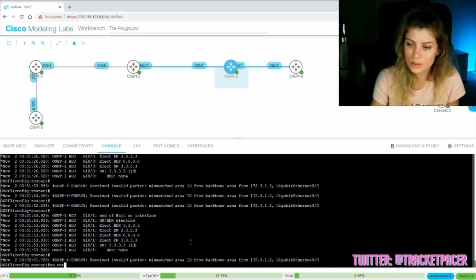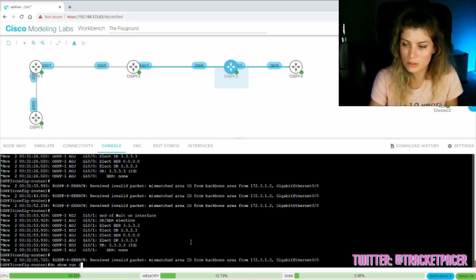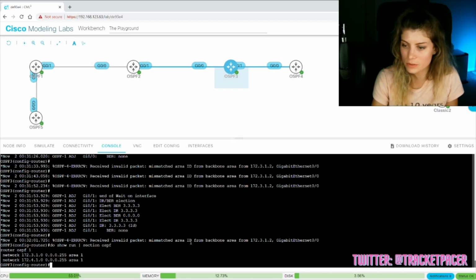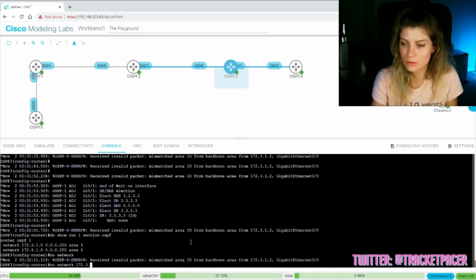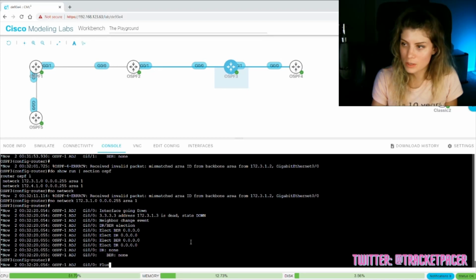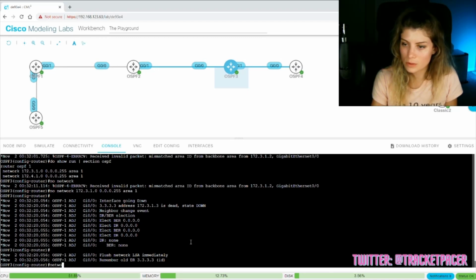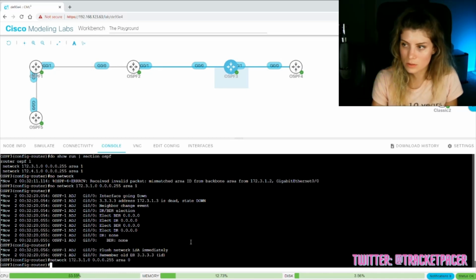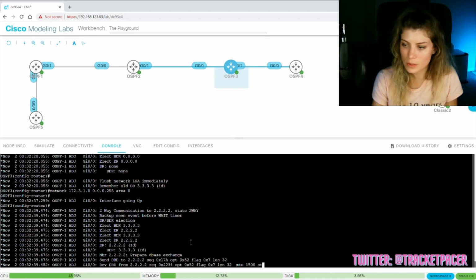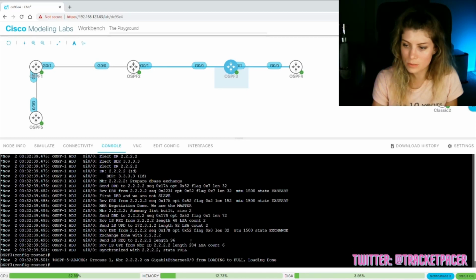No network. Let's see. Do show run section. Let me just undo what I've done here because I obviously don't know what I'm doing. No network 172.3.1.0. Everything on OSPF 3. Oof, there you go. Network. Pretty sure everything on this router, maybe not. Almost everything on this router is going to be in area 0. There we go. Yes. Beautiful.